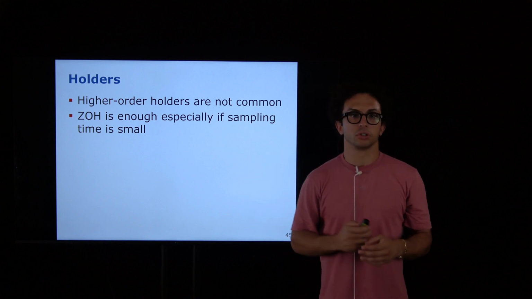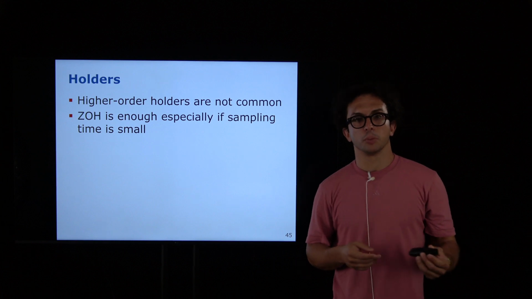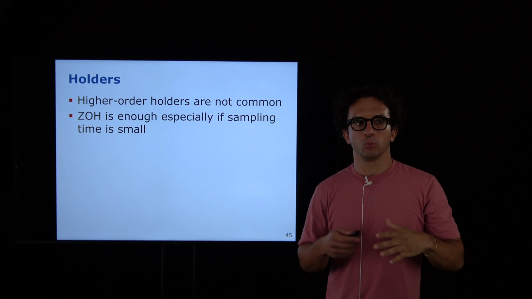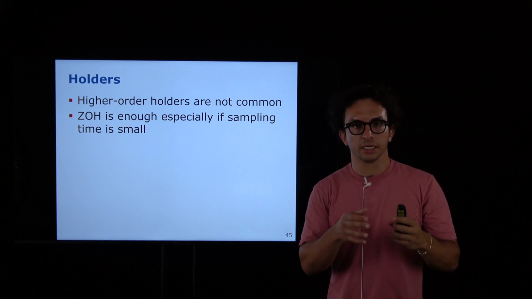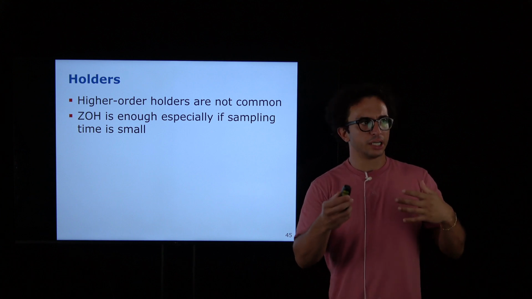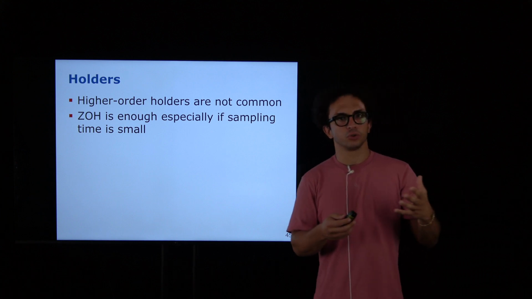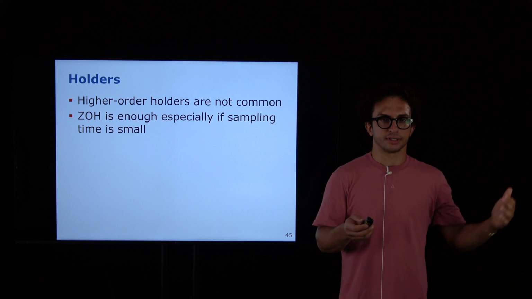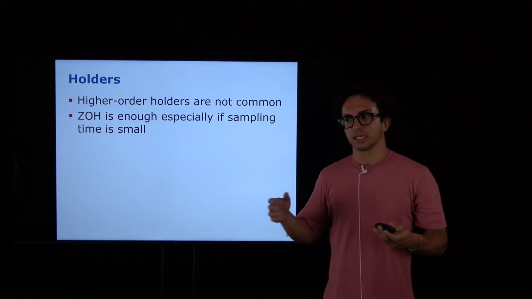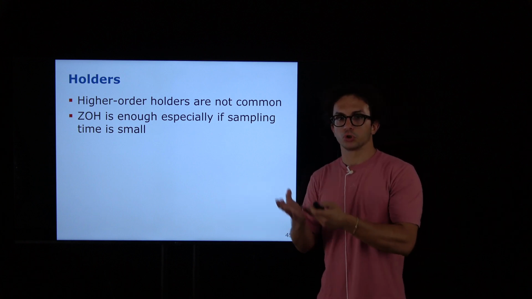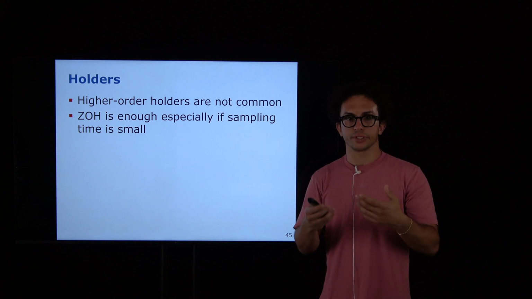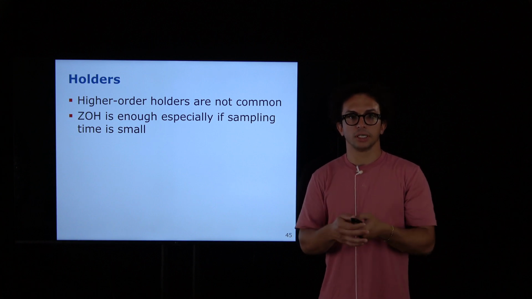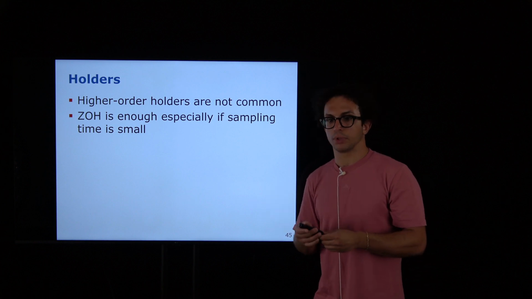But in general, higher order holds are not really common, are not really used. The zero order hold is enough, especially when the sampling time is very, very small. Even though it looks quite similar to the Euler's rule on the samplers, it actually doesn't introduce many problems. But also the Euler's rule, as I told you, once you have a very, very fine sampling time, then you are able to work with it without any problem.